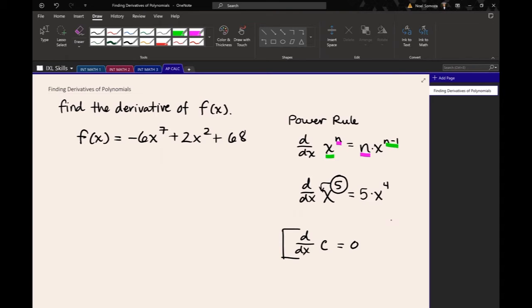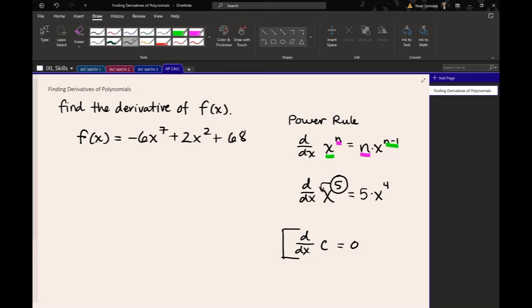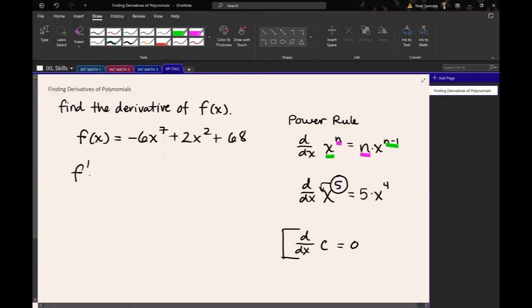So there's a quick little example there: if we had x to the 5th power, we bring down 5 times the existing coefficient times x to the 4th power, right? So we subtract 1 from 5 and we arrive at 4. The other recap is that if we take the derivative of a constant, let's say any number that does not have a variable, the derivative of a constant is equal to 0. All right, so we're going to apply those in order to find the derivative here of f of x.